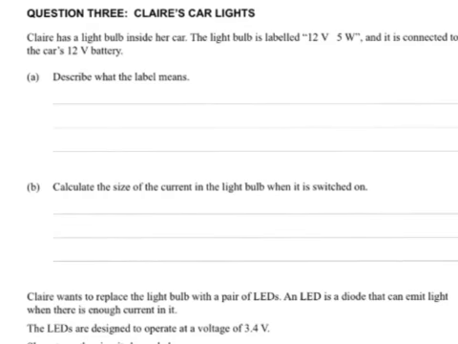Electricity question 3. Claire has a light bulb inside her car. The light bulb is labelled 12 volts 5 watts and is connected to the car's 12 volt battery. Describe what the label means.